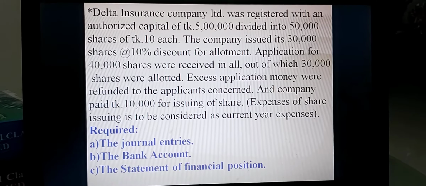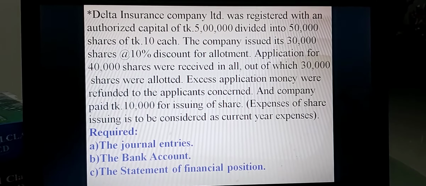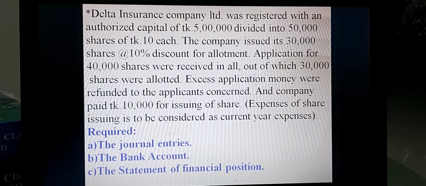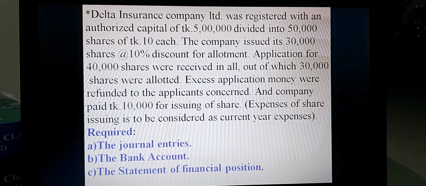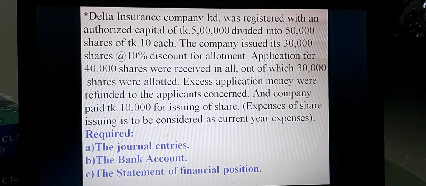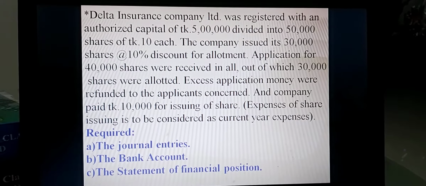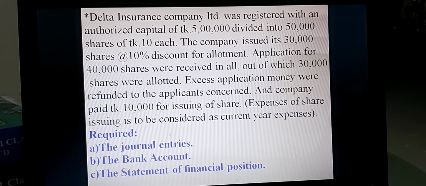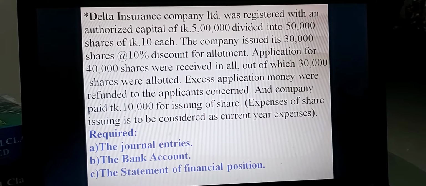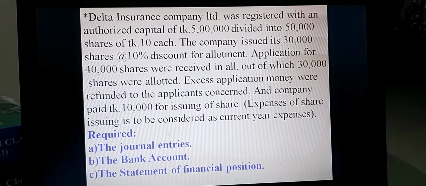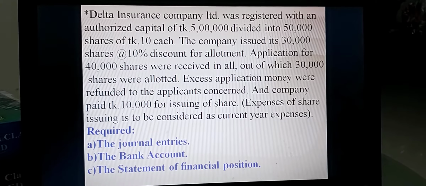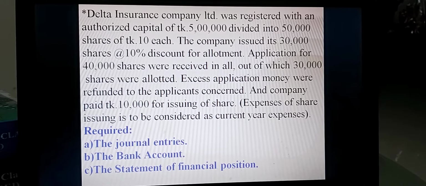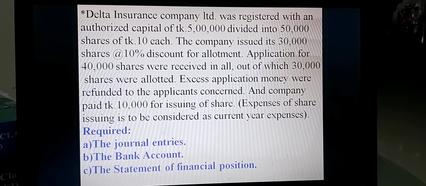But the company issued its 30,000 shares at the rate of 10% discount for allotment. The company only issued 30,000 shares out of 50,000 at 10% discount. Face value of a share is Taka 10, but with 10% discount for allotment. So 10% on Taka 10 is Taka 1. This discount is Taka 1 per share, and the total amount of discount is 30,000 into 1, that is Taka 30,000.